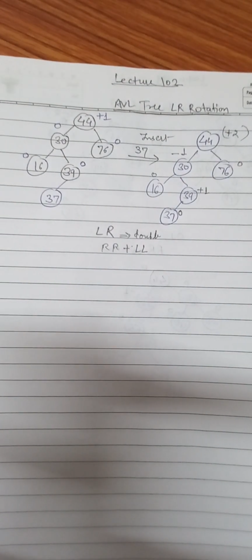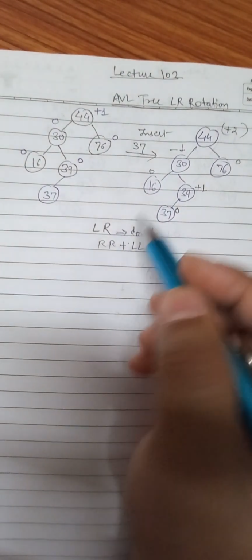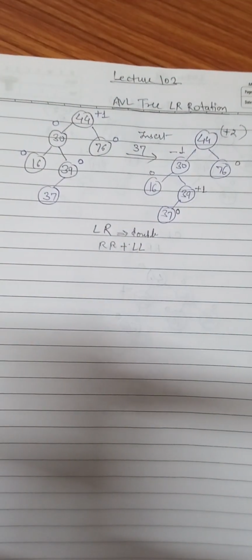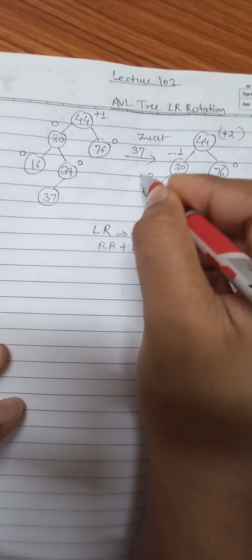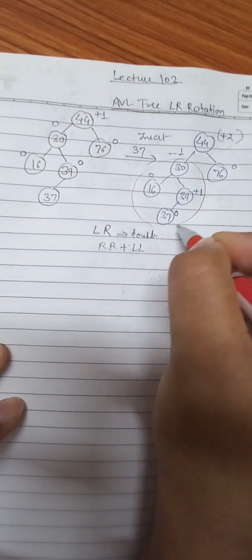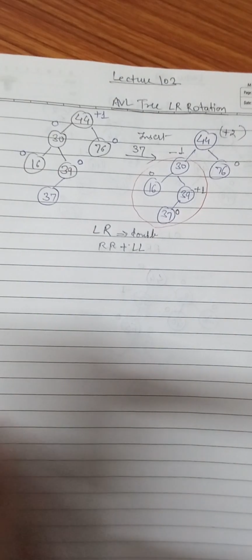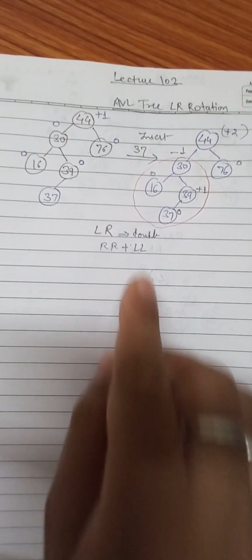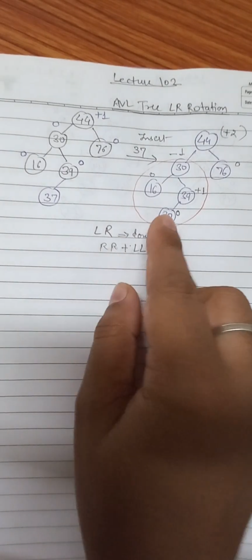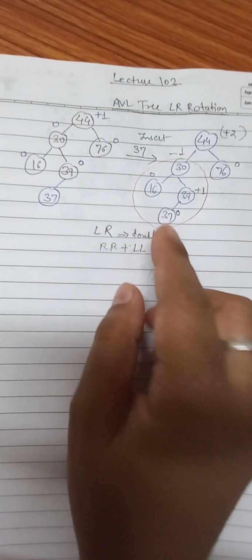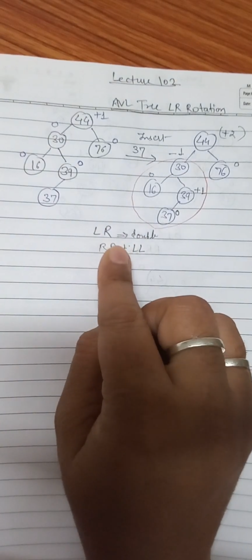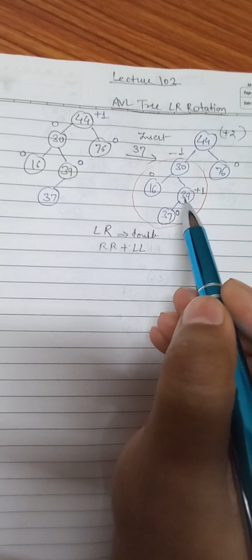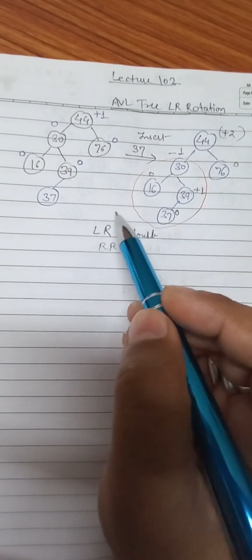Now we'll see how we do RR. We perform RR only in the subtree where we have inserted the node. We will not change the rest of the tree. We will change only this subtree. We will do RR rotation, and RR rotation means we shift it to the left hand side. So when we shift this subtree to the left hand side, 39 will go up and 30 will come down.